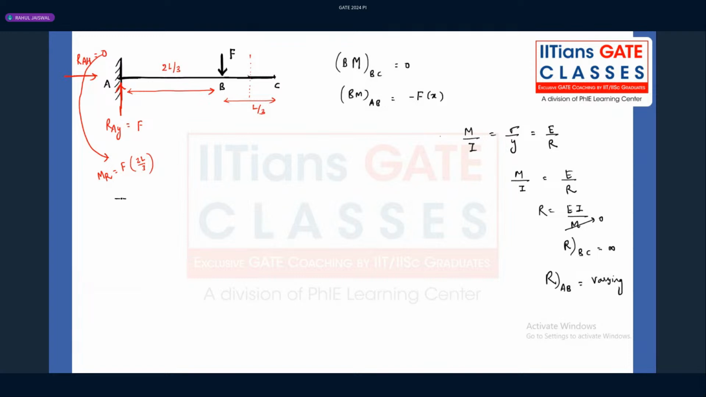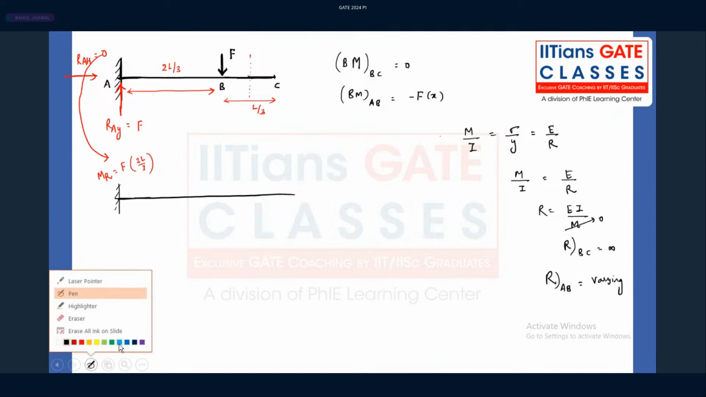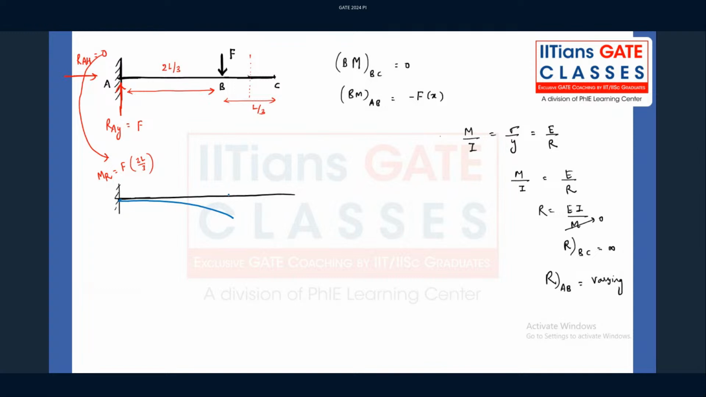So if I draw here the elastic curve, till point B it is like this, and then from point B we have some straight line. So this is what we have, a parabolic variation, for example, and here we have this straight line.